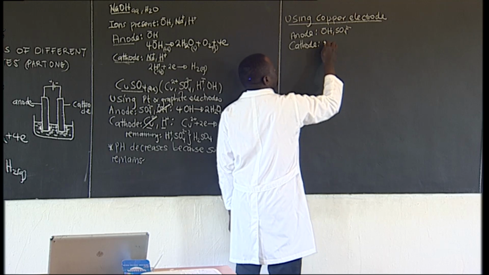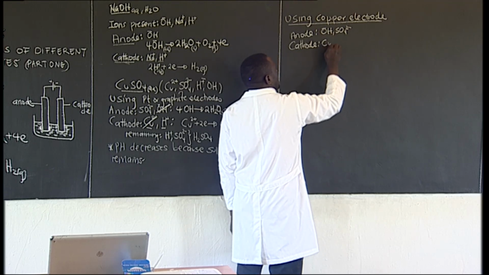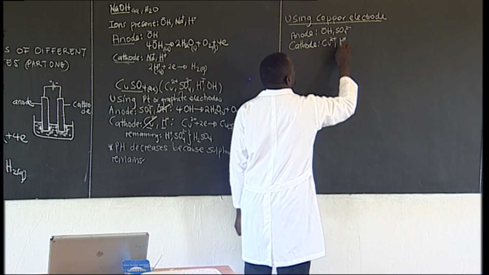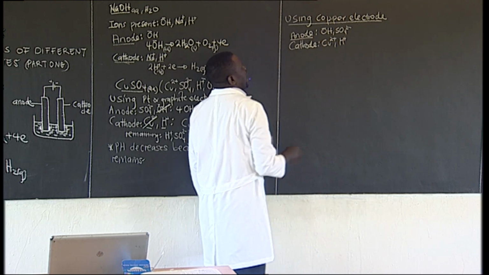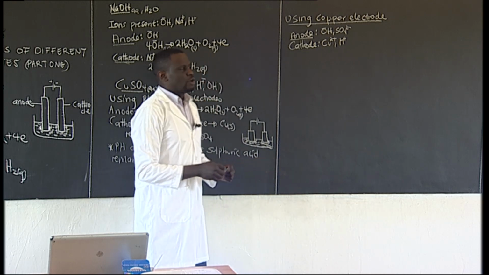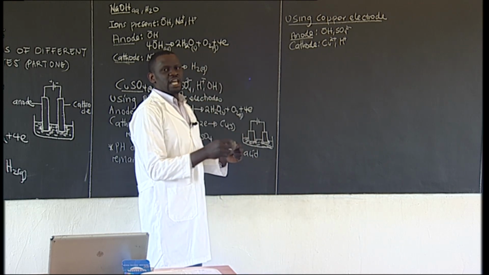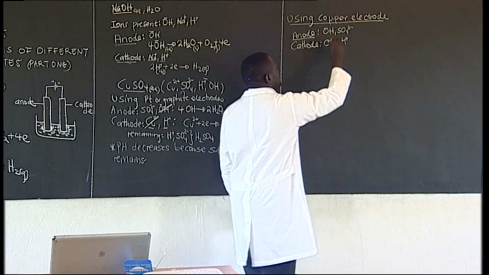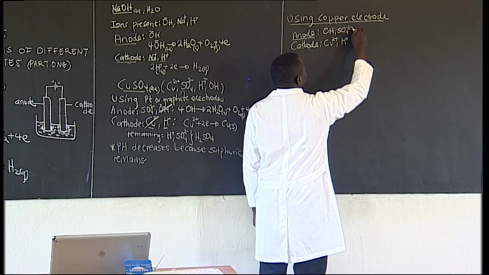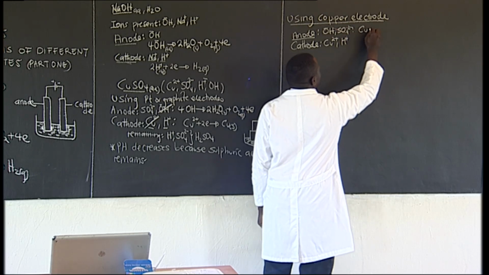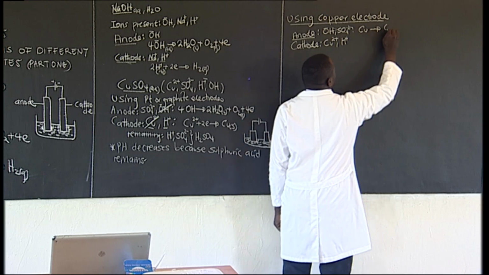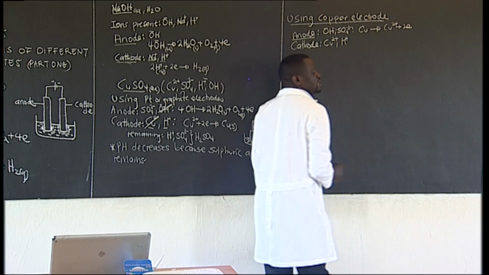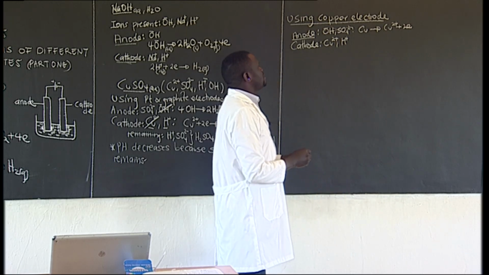Then at the cathode, we have copper 2 and the H plus. So we recognize that this equation at the anode changes. The competition now is not even considered, as we talked about it last time. So instead of these ones taking place in the chemical reaction, we say copper dissolves. So the copper anode will be dissolving.